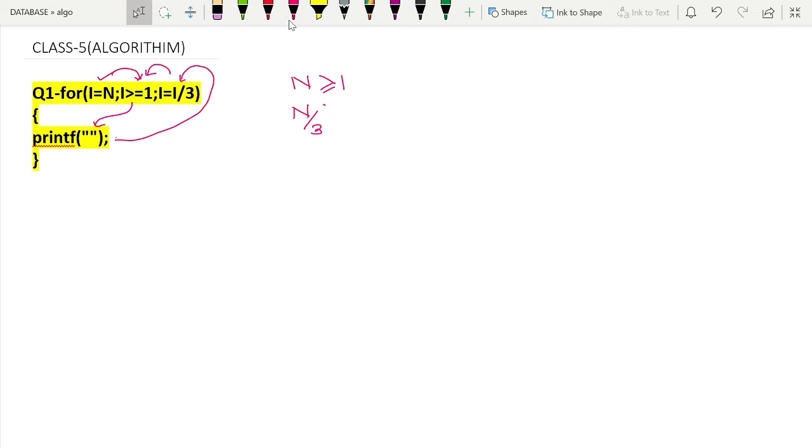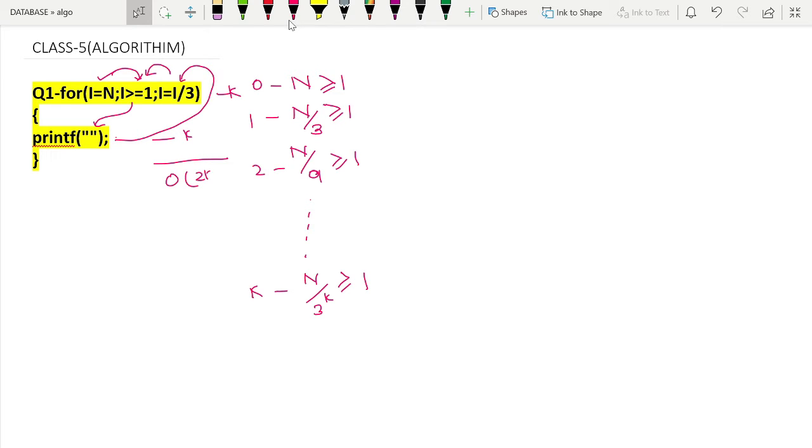So this process will go on till what part? Till like this: n by 9, the third time it is getting n by 9, greater than 1. So in this process, let's see after k times, the value of n by 3 power k is less than 1, or it is not greater than or equal to 1. This is the 0th time, this is the 1st, this is the 2nd time. So at the kth time, I am taking it like this. This will run k times, this will run k times. So my time complexity will be order of 2k.